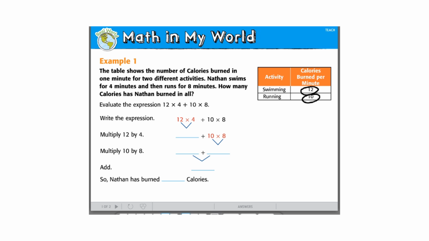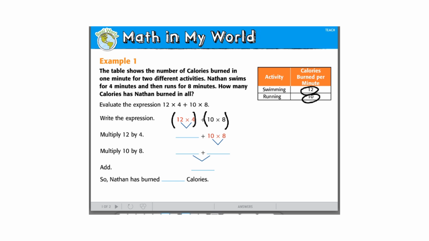So he swam for 4 minutes. That's where they got 12 times 4. And then he ran for 8 minutes, which is where they got 8 times 10. Really, like what Aiden said earlier, we could put some parentheses around those in order to make sure we keep those 2 pieces separate. Because we first want to do 12 times 4, which is what?